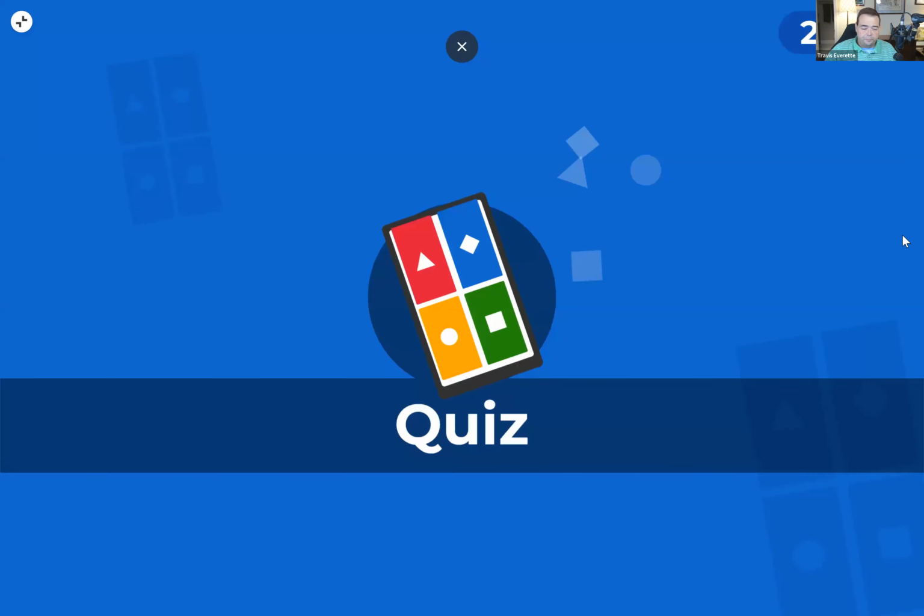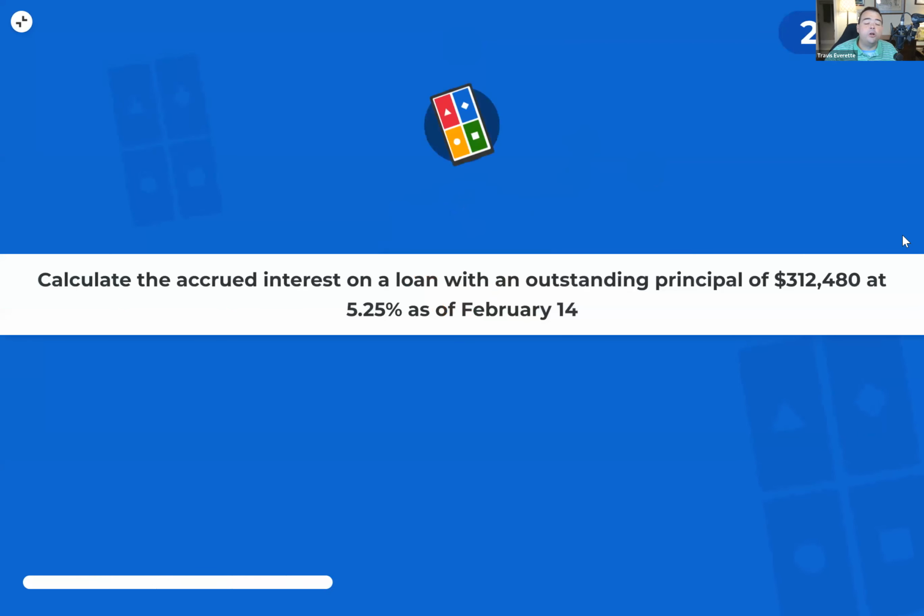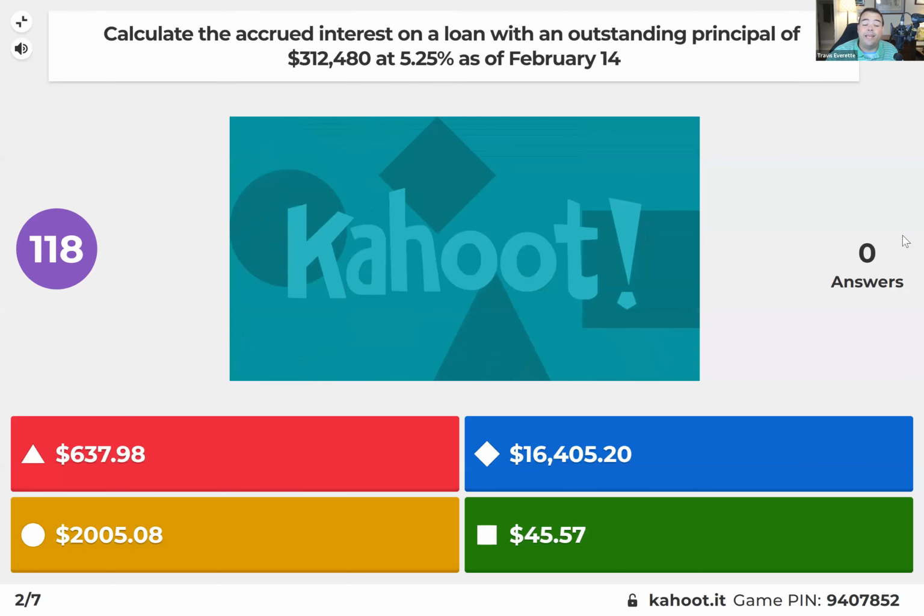Number 2. Calculate the accrued interest on a loan with an outstanding principal of $312,480 at 5.25% interest as of February 14th. You got 2 minutes.